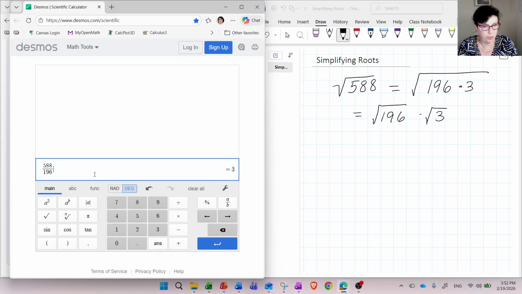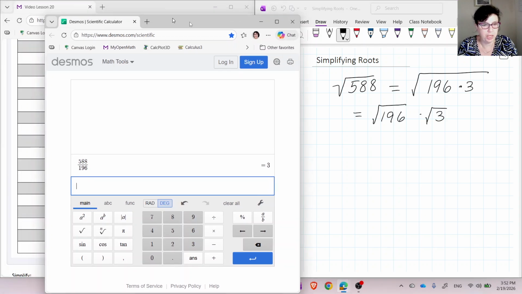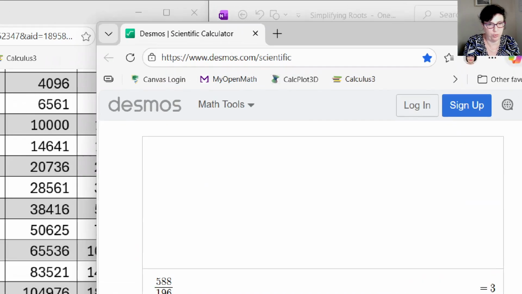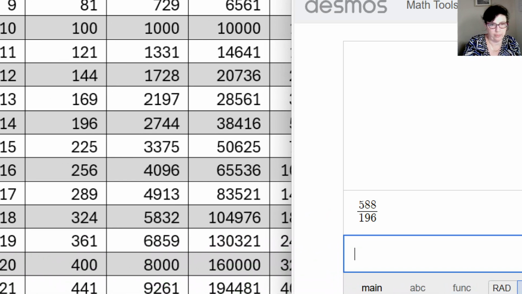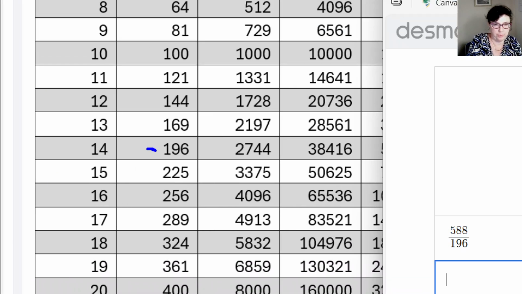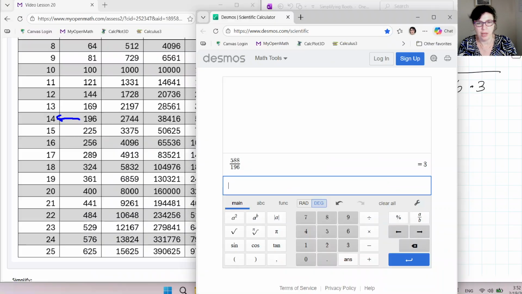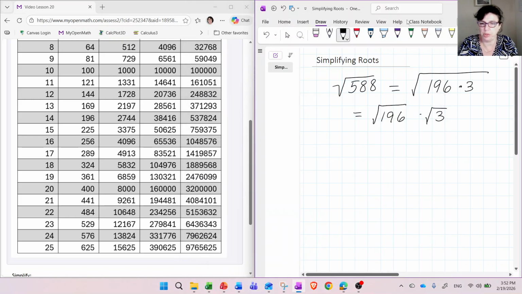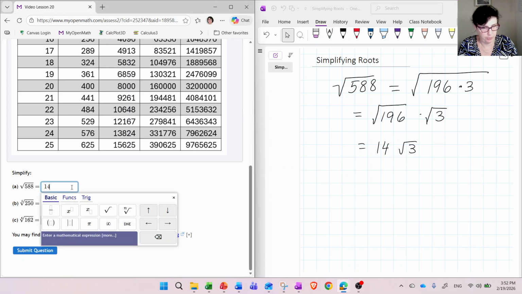Now, what is the square root of 196? You can look in the chart corresponding to 196. That's 14, right? If you look at the chart, where are you finding it? Right here. That corresponds to 14. Can you also just use the calculator to compute the square root of 196? Of course, that's going to be 14. And then we just say, okay, that's 14 square root of 3. And we are done with this example. Just part A though.